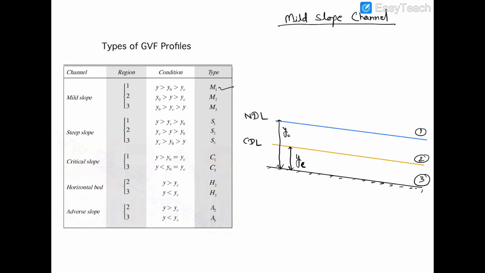We know that in region number 1, the GVF profile will always have increasing water depth, and the surface profile, when it approaches the NDL, becomes tangential to the NDL. It means the water surface profile should be like this. And we also know that when the profile approaches infinity, it becomes horizontal. So this is the shape of the M1 profile.